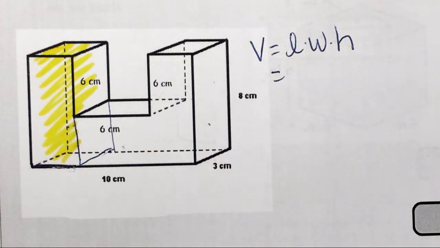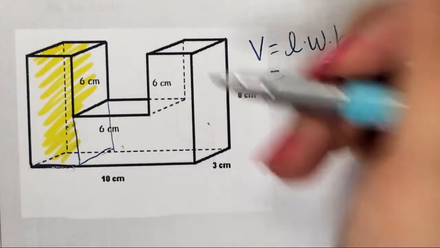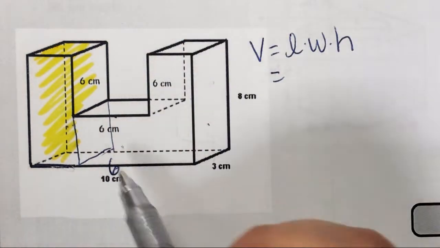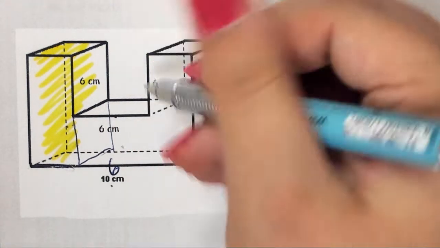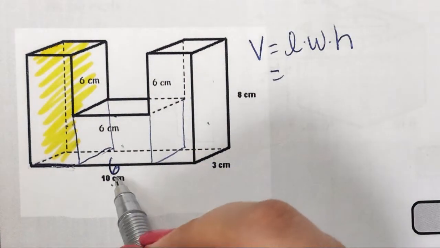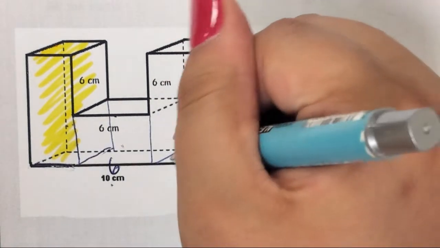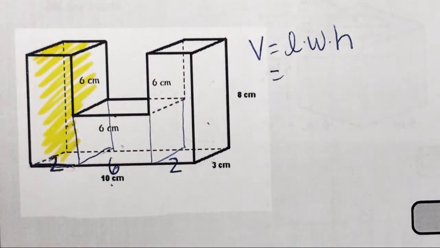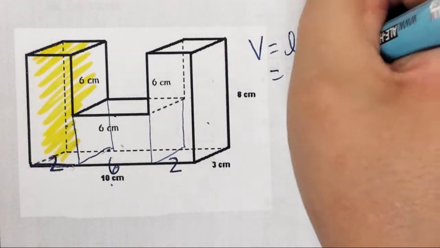How did you get 2? If this is 6, then this is 6. But the whole thing's 10. So remember, I have one right here. Don't you agree with that 6? To have 10, I would have to have 2 and 2. Does everybody in here see how I did that? So my length is 2.